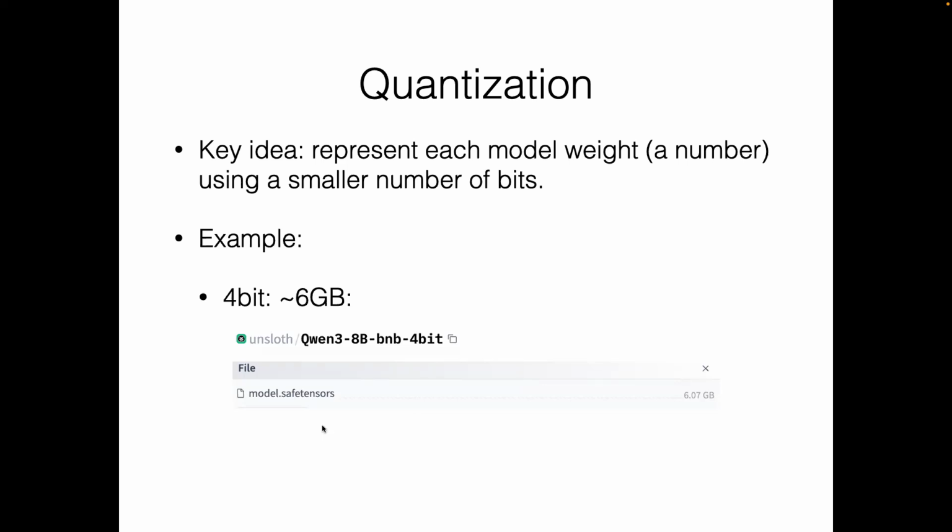So here's an actual example. Here they have a version of Qwen3 8B that is 4 bits, and you could see it's just 6 gigabytes. Okay, so now there's some hope of actually running this, say, on my laptop and having it run a bit faster, or fitting it into that GPU that we get for free on Google Colab.